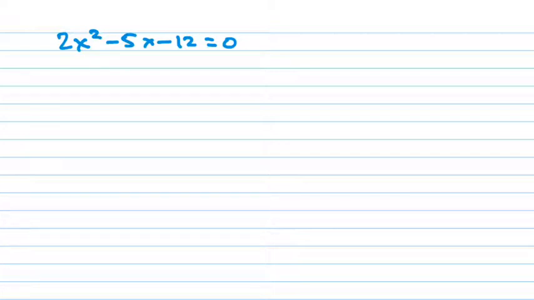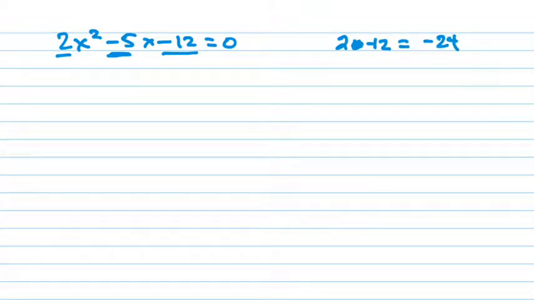So A is 2. B is negative 5. What's C? Negative 12. So I'm going to take my A, which is 2, times my C, which is negative 12. Which gives you negative 24, an AC of negative 24. Why times? Because it's the AC method. A times C.